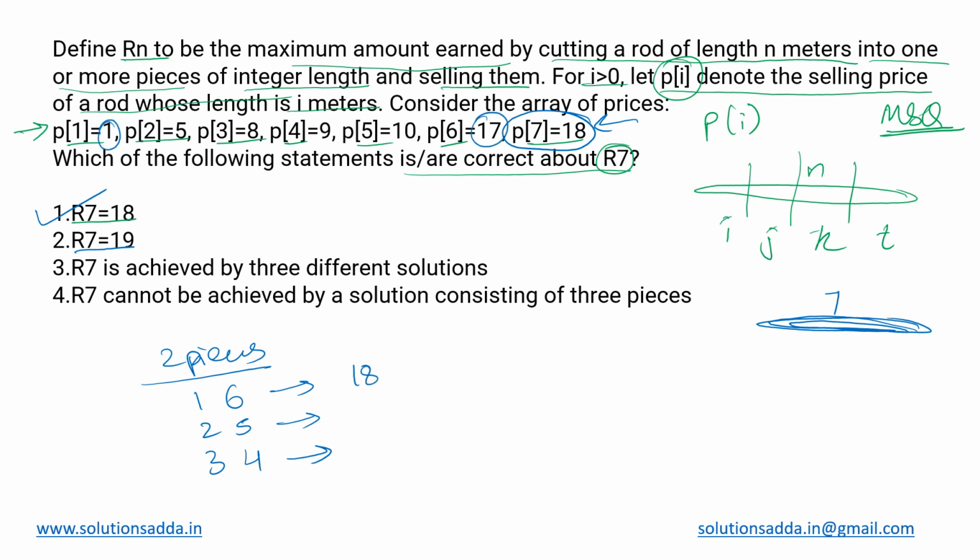Then if we sell it in two pieces of length 2 and 5, then profit we'll get is this 5 plus 10, which is 15. Then if we sell it in two pieces of lengths 3 and 4, then the profit we get is 8 plus 9, which is 17. And among these, the highest one we got is 18.